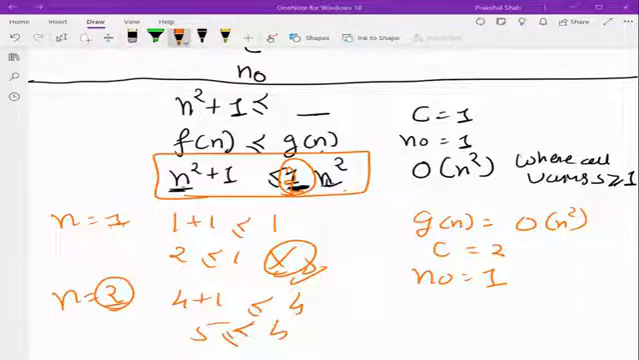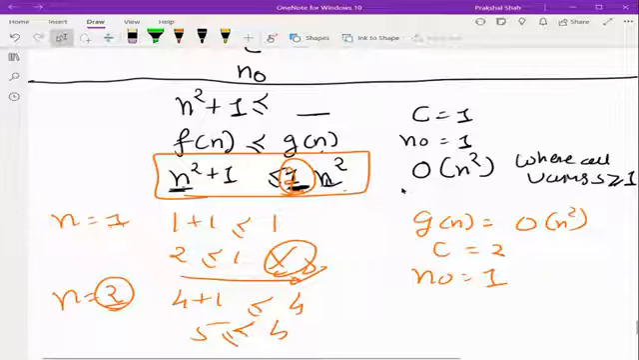No, n equals 1 is not right now, Hariharan. See here, we already saw 2 is less than or equal to 1. It is not true. Okay, I'll explain once again.